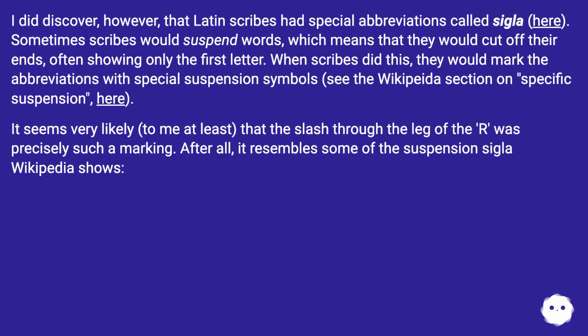I did discover, however, that Latin scribes had special abbreviations called sigla, here. Sometimes scribes would suspend words, which means that they would cut off their ends, often showing only the first letter. When scribes did this, they would mark the abbreviations with special suspension symbols, or see the Wikipedia section on suspension, here. It seems very likely, to me at least, that the slash through the leg of the R A was precisely such a marking. After all, it resembles some of the suspension sigla Wikipedia shows.